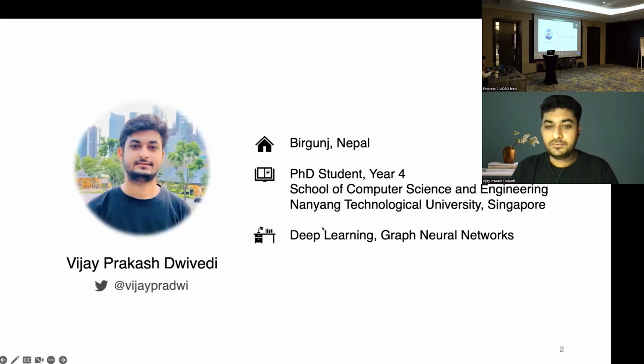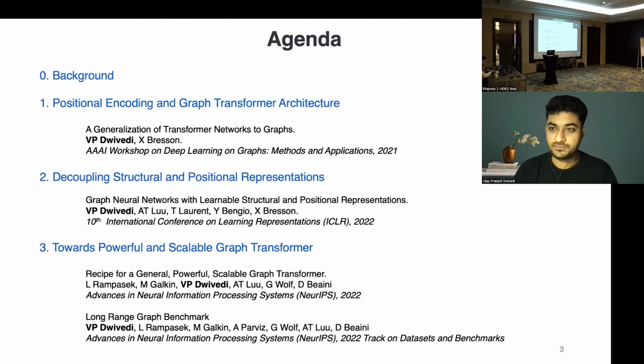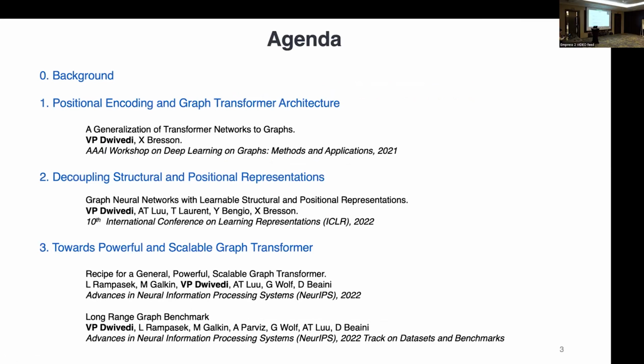I am a year 4 PhD student in computer science, and my research interest, as introduced, is in deep learning for graph structure data. And today's agenda will be on transformers for graph structure data, where I'll be sharing some brief directions about how this research domain is progressing, how transformers for graph structure data have been evolving through the introduction of positional encodings, and also what the different challenges are.